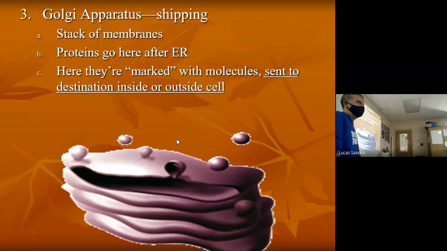Sometimes that's somewhere inside the cell. Sometimes they send them to the cell membrane and fuse the membrane they pack around them with the cell membrane, expelling them to the outside of the cell.